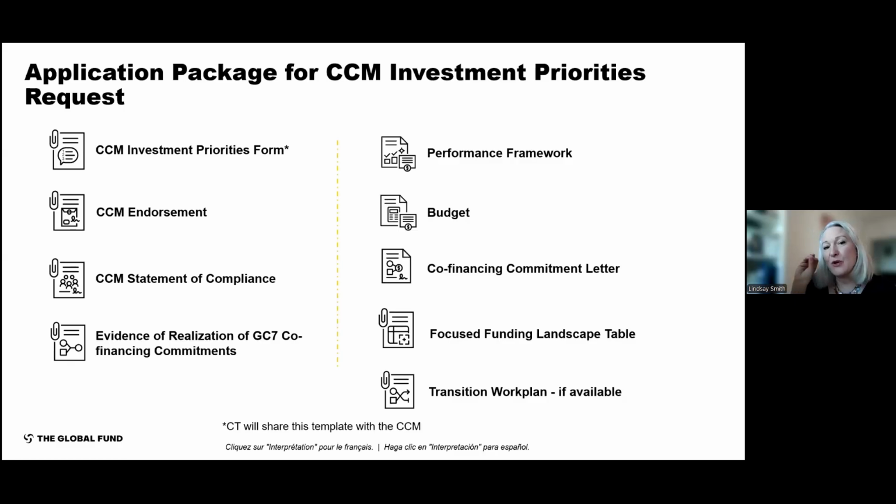The performance framework and the budget for the grant or grants would be developed by the principal recipient. The focused funding landscape table would go along with it. And if there's an existing transition work plan, we would suggest including that as well if available. So that can be reviewed by the Grant Approvals Committee as an entirety. So this would be the submission package for this CCM investment priorities request application approach.